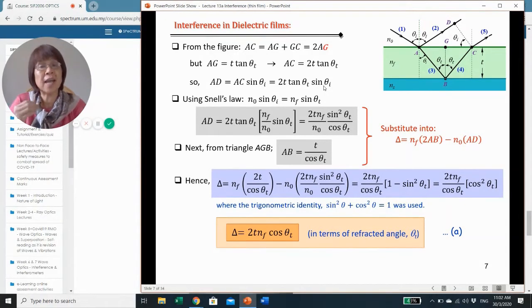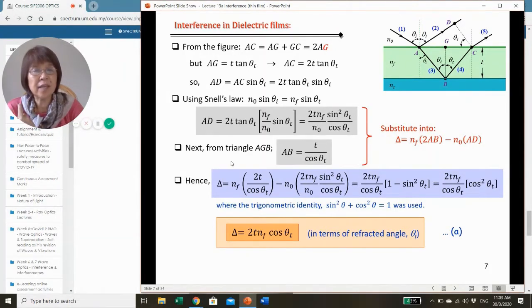Then we consider Snell's law, which is the law of refraction, at this point here, with N0 sine theta i equals NF sine theta t. So in other words, sine theta i would be equal to NF over N0 sine theta t. So we substitute that for sine theta i here. We have this expression. So we write it out, expand it. So we have 2t NF, this is sine theta t over cos theta t, so that gives us sine squared theta t divided by cos theta t.